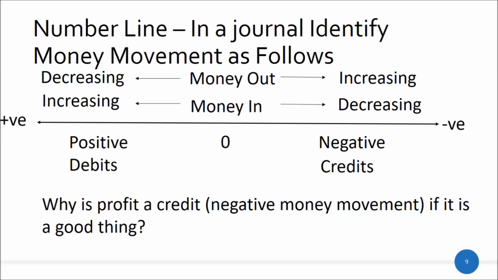Now this is an important one which we're going to tackle now. So why is profit a credit, a negative money movement, if it's a good thing? Profit is a good thing for a company, that's why they exist. If there wasn't profit, there would be no point in having a company. We'd simply shut it down and move on.